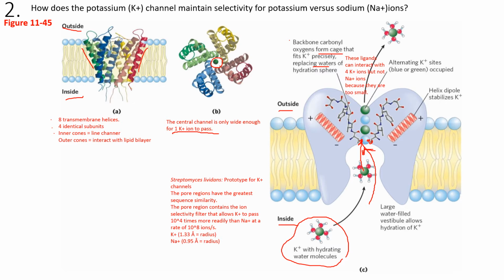And then here you have alternating potassium sites. They're blue or green. These ligands can interact with 4 potassium ions, but not sodium ions because sodium is too small. Here you have a helix. It's a dipole. It stabilizes potassium. Here it's positive and negative.